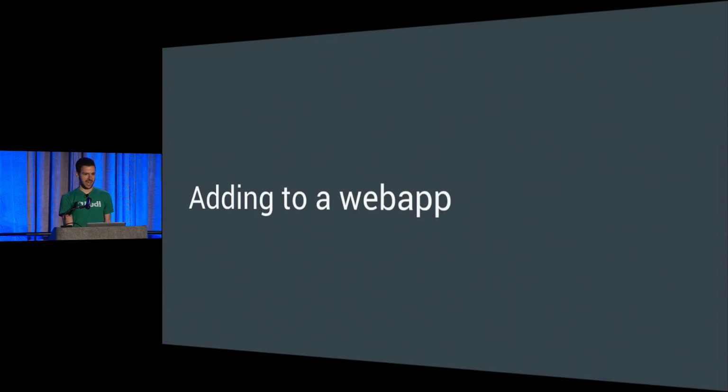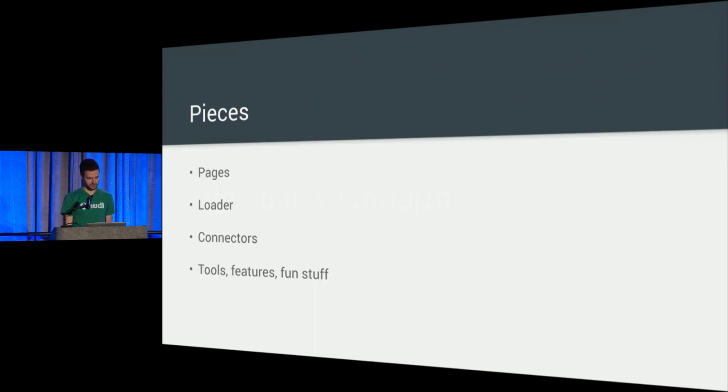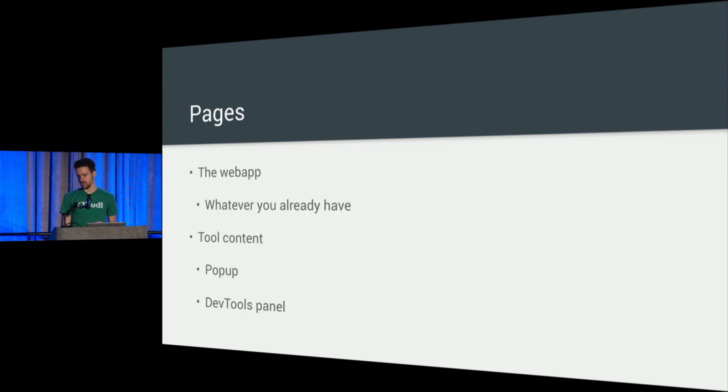So how would you go about actually adding these to your web app? All the pieces are the pages themselves, the loader, the connectors that I just mentioned, and then the actual tools, the features, all the fun stuff. I'll go into a little more detail now. For the pages, first we have the actual web app. This is what you already have, your website. But you need to add a couple of content pages, the pop-up page and the DevTools panel page. These are just normal pages, but we want them to live within your website.